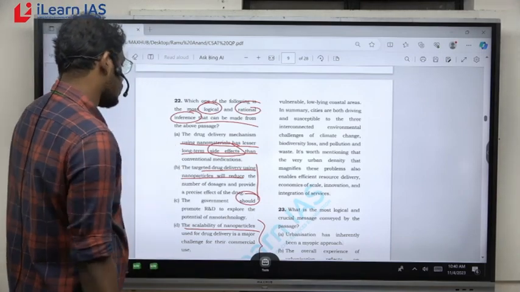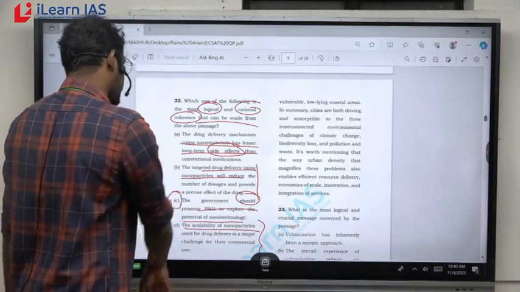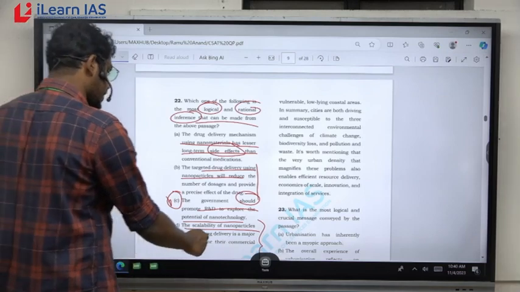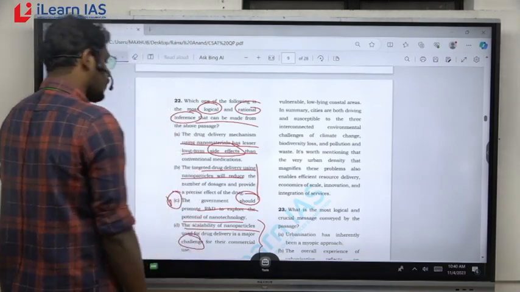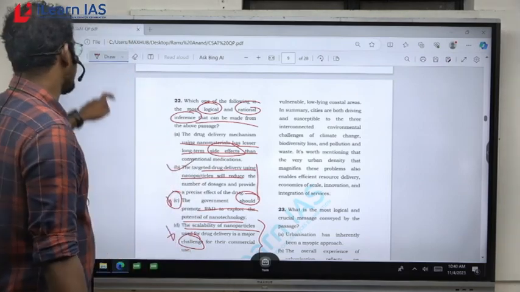The government should promote R&D to explore the potential of nanotechnology. No, this is not specifically mentioned. The scalability of nanoparticles used for drug delivery is a major challenge for their commercial use. No, this is also incorrect. The most probable answer is option B for question number 22.